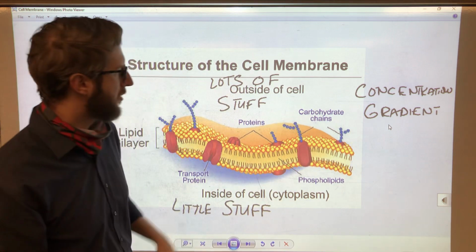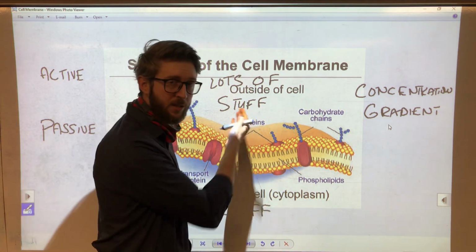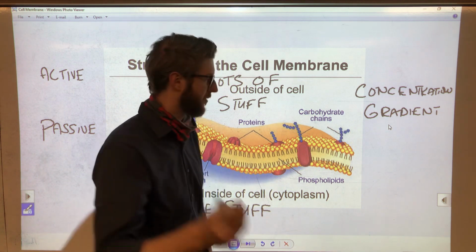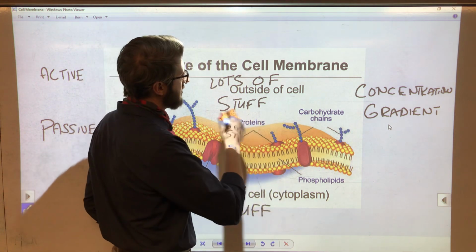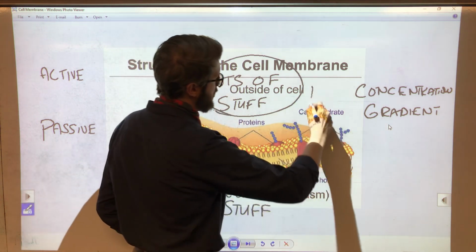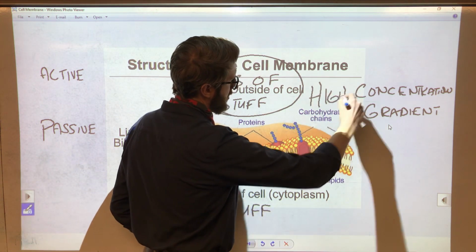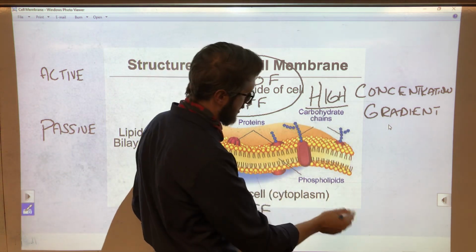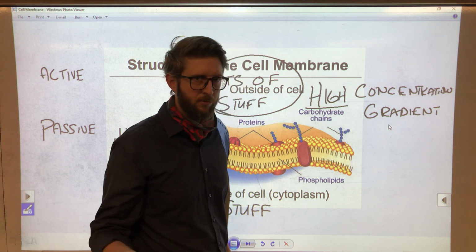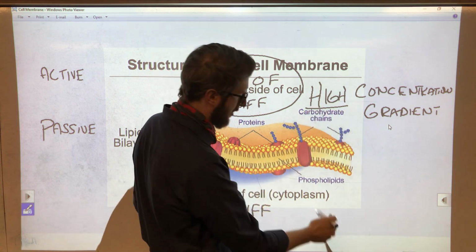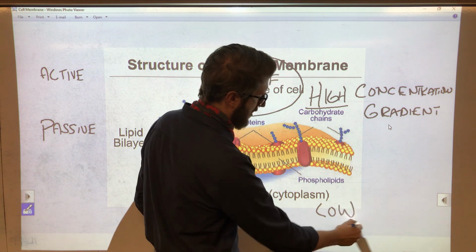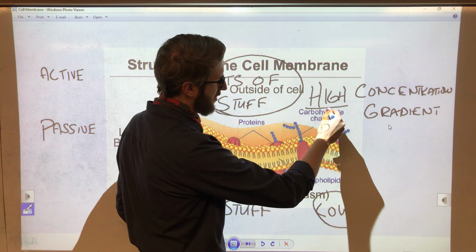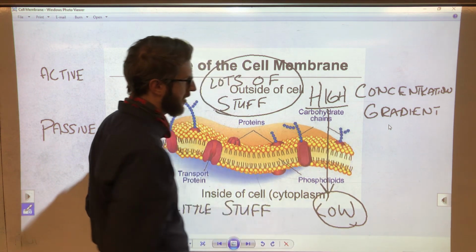And a concentration gradient is a direction of flow from high to low. And yes, I did rhyme on purpose. So if you have a lot of stuff on the outside of the cell, you have a high amount. And if you have a little bit of that same stuff inside, whatever that thing is, it's not important right now, you have a high amount outside and a low amount inside. And it always flows high to low.